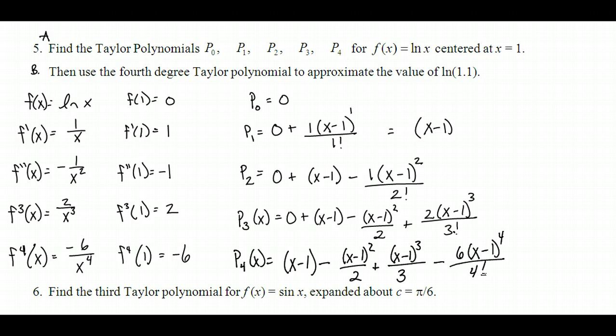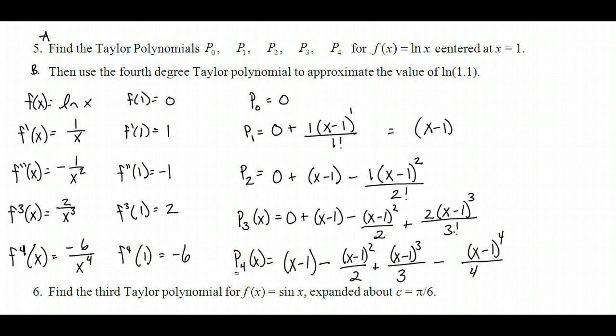Well, we know 4 factorial is equivalent to 24. 6/24 is going to give us 1/4. So as we simplify it, we can just say that this last term is x minus 1 to the fourth divided by 4. And this one, obviously, it's kind of nice. You can see a pattern with it. So that's really step A, or part A.